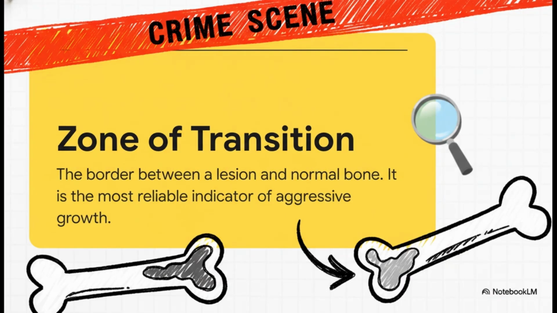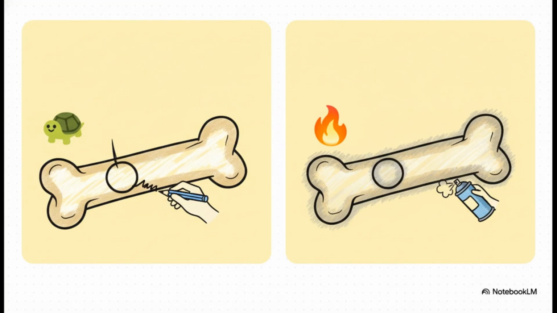So that first clue, what the lesion looks like, really boils down to one crucial feature, something called the zone of transition. Think of it like the crime scene tape. It's the border, right where the lesion stops and the normal healthy bone begins. And how that border looks, well, it tells us pretty much everything we need to know about how this thing is behaving. And you can see the two possibilities so clearly here.